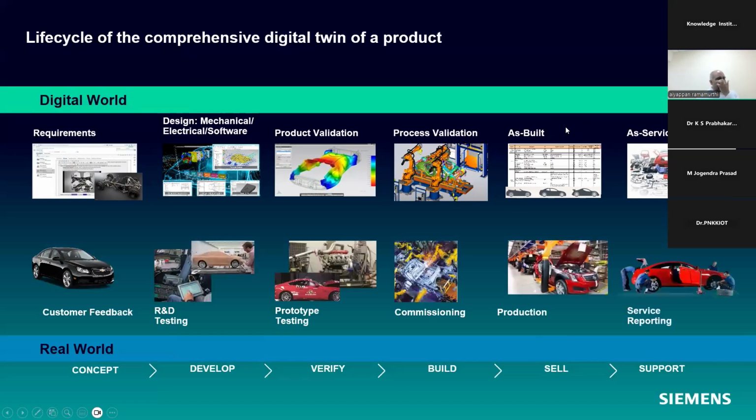Now you look at the physical world, and in the physical world you see the customer feedback input, what is good, what is not so good, and you have the R&D side. So you have testing. The testing could be internal testing or NVH testing. So a lot of testing happens, and then the prototype for engine performance, HVAC, entertainment, NVH. It could be for crash, multiple aspects of the product. It could also be for commissioning.